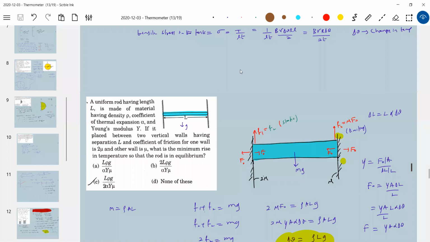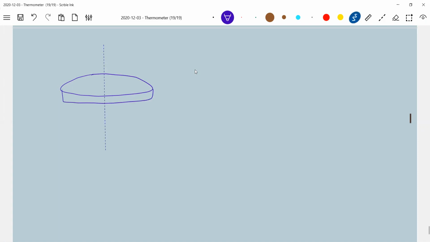Now, if we have a disk, I'll raise the temperature of it. There's a radius. It is rotating with an angular velocity omega, having a radius say R, mass m, initial temperature theta 1 degree. I'll raise the temperature. We know the disk will expand, no? Naturally, the disk will expand.